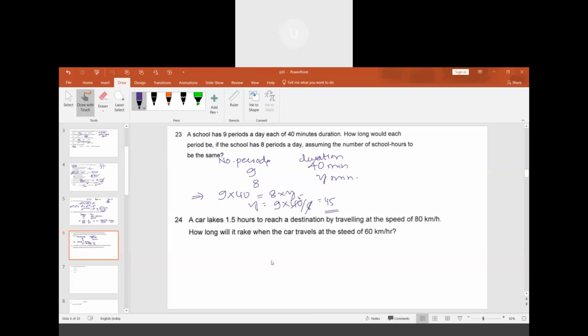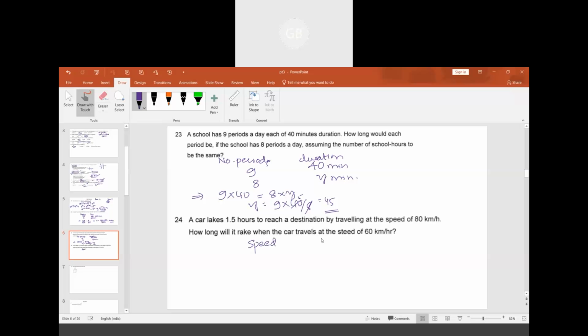Question 24. A car takes 1.5 hours to reach a destination by traveling at a speed of 80 kilometers per hour. We have to calculate the time when the speed is 60 kilometers per hour. So we have to calculate the time. 2 hours. Inverse proportion.